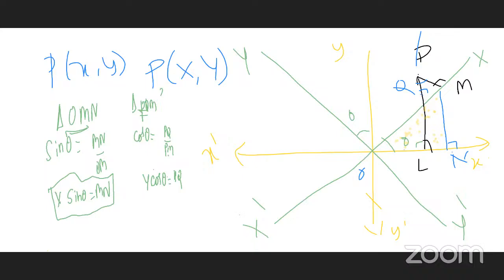Then similarly for the same triangle, I am going to find sin theta. Sin theta is equal to opposite by hypotenuse. Opposite is QM, by PM. That will be equal to sin theta.